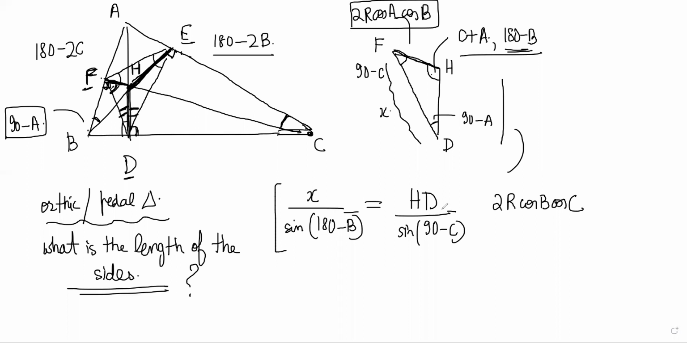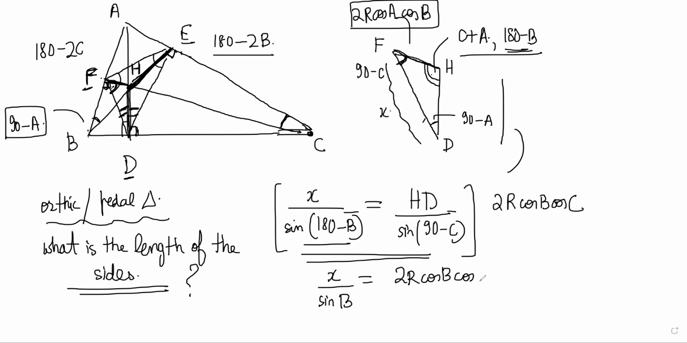Is everyone understanding how I'm writing sine rule? Yes, sir. A by sine A is equal to B by sine B. So I'm saying x by sine of this angle is equal to HD by sine of this angle, right? Correct. So x by sine(180 minus theta) is equal to HD by sine B, and HD we already know to be 2R cos B cos C, divided by sine(90 minus C), which is cos C. So cos C cancels, and what we get is x is equal to 2R sin B cos B. Sir, so R sin 2B. Yes.